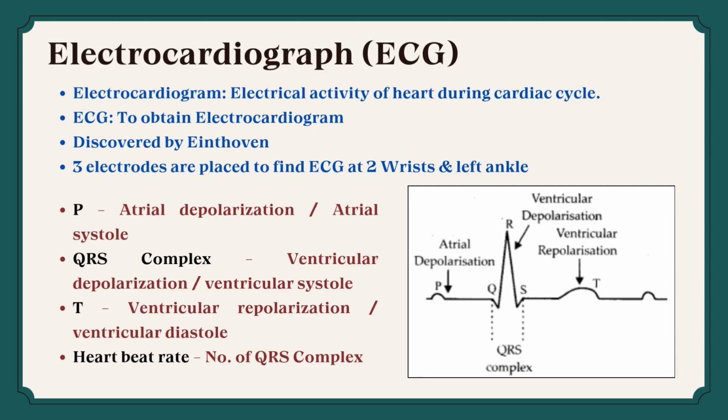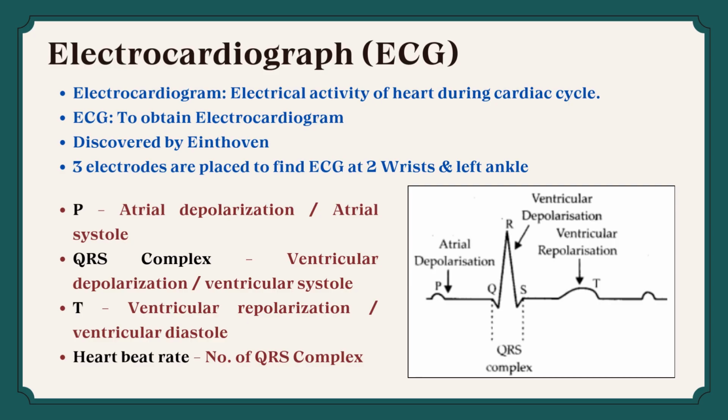The P wave represents the atrial depolarization or atrial systole, which leads to the contraction of both atria. The QRS complex represents the ventricular depolarization or ventricular systole, which represents the ventricular contraction. The contraction starts shortly after the Q, which marks the beginning of the ventricular systole.